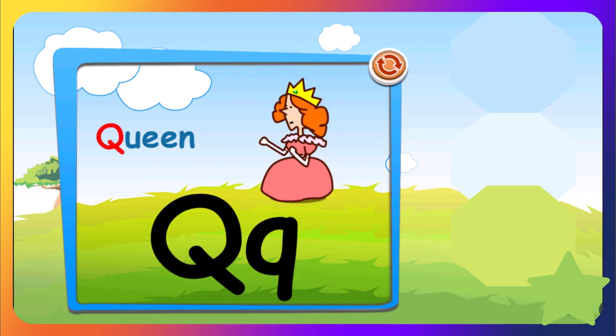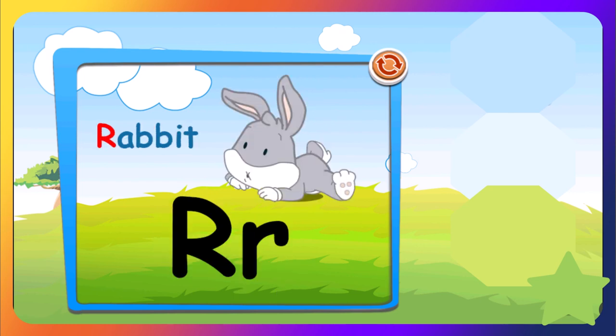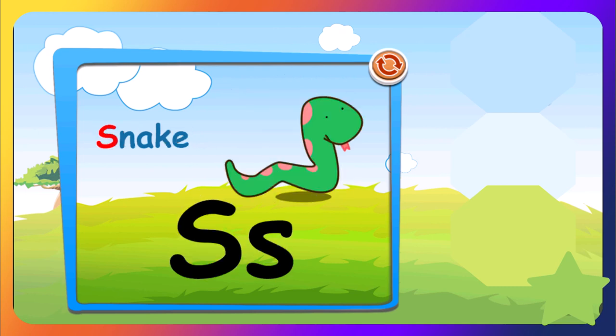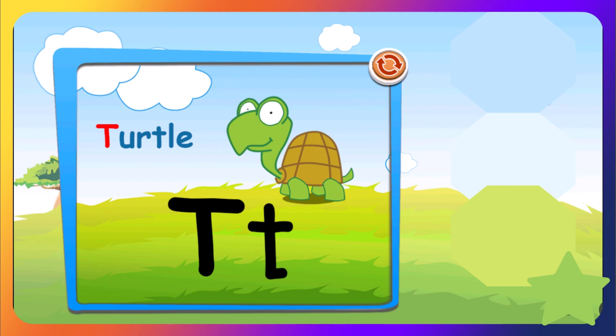Q is for queen. R is for rabbit. S is for snake. T is for turtle.